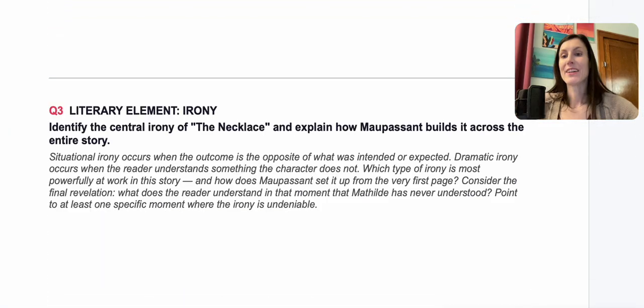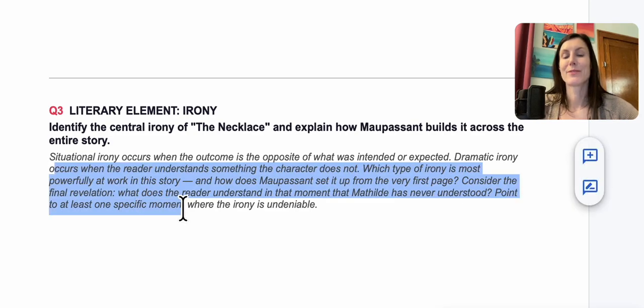Now irony. Situational irony occurs when the outcome is the opposite of what was intended or expected. Dramatic irony occurs when the reader understands something the character is not. Which type of irony is most powerful in this story? How does Maupassant set it up from the very first page? Consider the final revelation. What does the reader understand the moment Matilda has never understood?